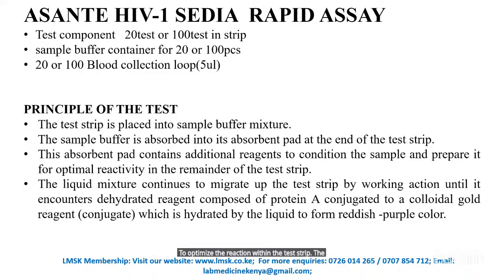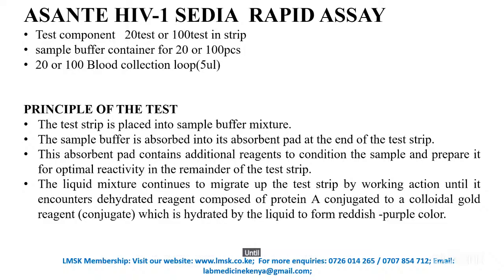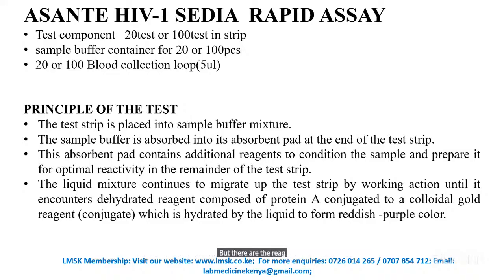The liquid mixture continues to migrate up the test strip by capillary action until it encounters dehydrated reagent composed of protein A conjugated to a colloidal gold reagent conjugate, which is hydrated by liquid to form a reddish purple color. So mainly our test principle is basically on immunochromatography, which is the color formation. But there are the reagents which are reacting to give the color formed.